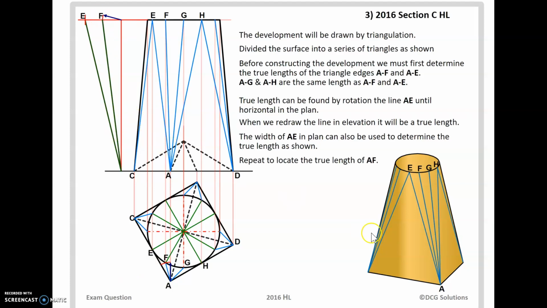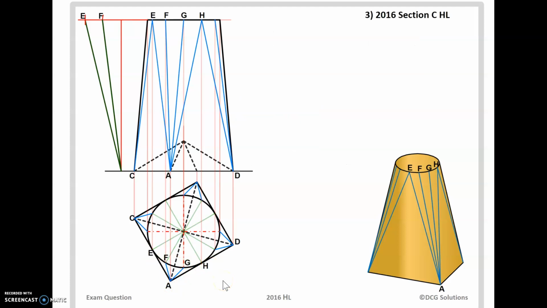All right, so again, we said already, AF is the same as AG and AE is the same as AH. So we don't need to find those. All right. So construct the development of surface ACE using the true lengths. So we have the true lengths now. These are all true lengths, because we got it as a level line down here in plan. We projected it up. We had our heights from up here.